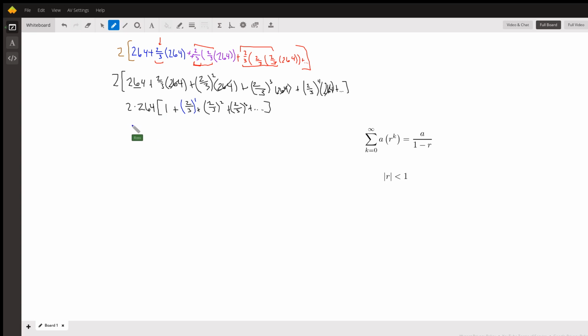This is a really common strategy in these types of problems. I'm going to rewrite the 2 times 264 out front. And I'm going to rewrite this 1 as 2/3 to the 0 power. Because anything raised to the 0 power is the number 1. So I am perfectly allowed to rewrite the number 1 as 2/3 to the 0. And now that term matches everything else that I'm looking at.